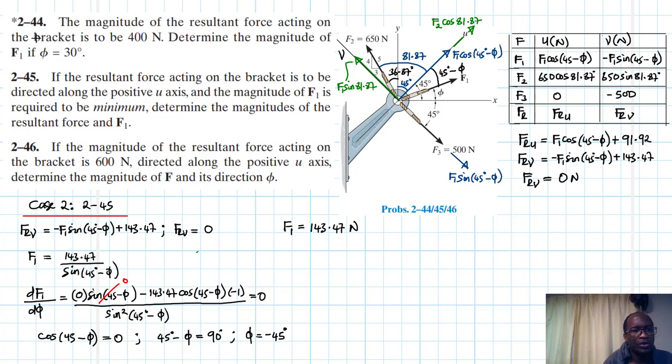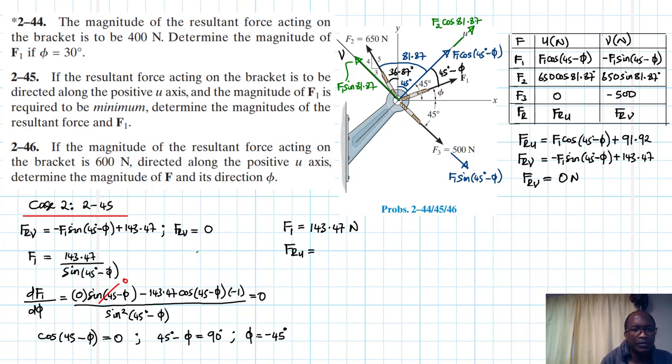Okay, so we have F1. So we need to find these components. FRU, we already have FRV. So our FRU therefore is just going to be equal to, we plug in what F1 is, we have this equation already, this one here. Okay, so let's plug in F1 and the rest of the values and phi.